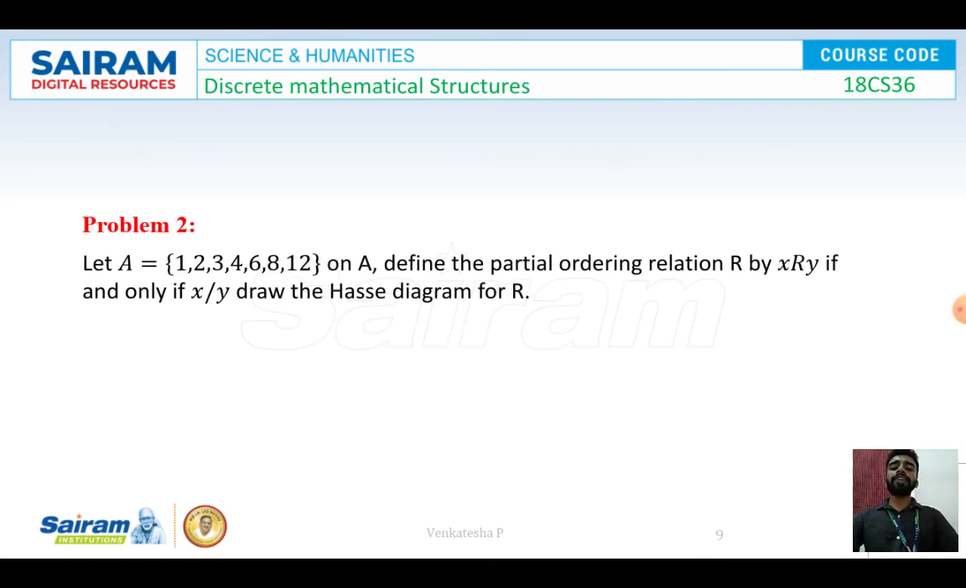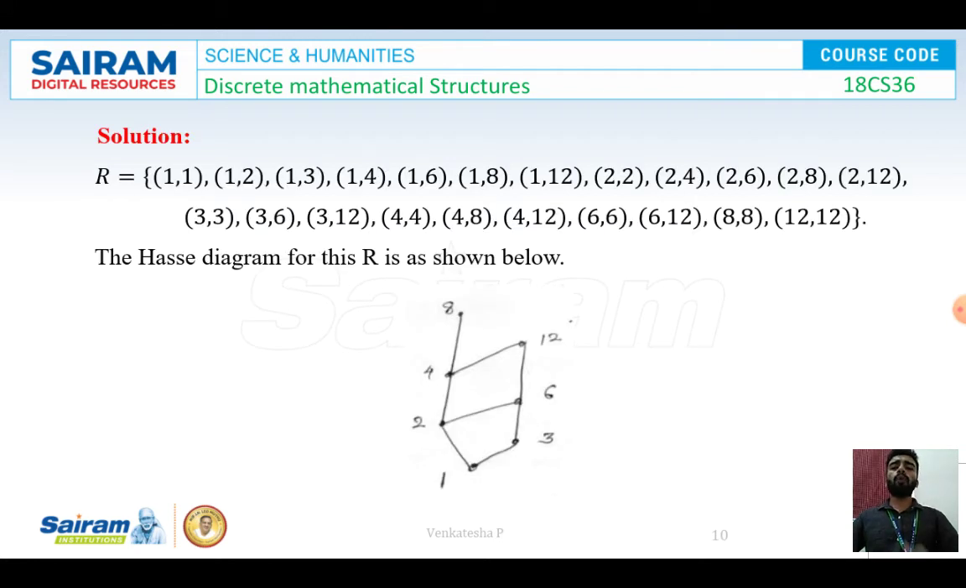One more example. Let A is equal to {1, 2, 3, 4, 6, 8, 12}. On A, define the partial ordering relation R by x R y if and only if x divides y. Draw the Hasse diagram of R. So the first step is we have to identify R from A with the condition that x divides y. So always 1 divides all the elements, right? So I can make the pairs like (1,1), (1,2), (1,3), (1,4), (1,6), (1,8), (1,12). And similarly 2 divides only 2, 4, 6, 8, 12. So I got the pairs (2,2), (2,4), (2,6), (2,8), (2,12).